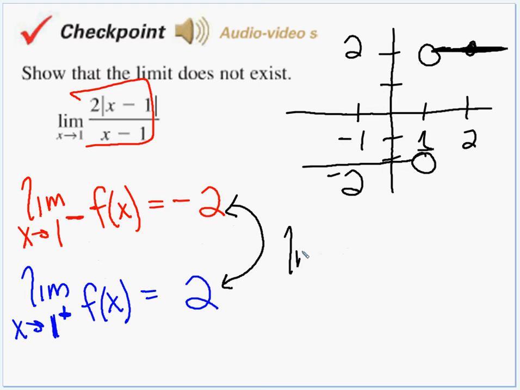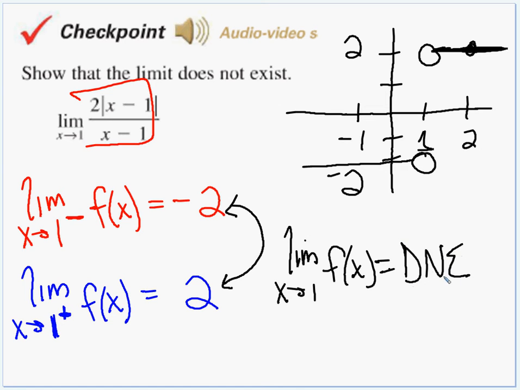And then overall, since here are 2 different numbers, we're approaching from the left and the right, we can write the limit as x approaches 1 of f of x does not exist. It fails to exist because of the function behavior. From the left, we're approaching one limit. From the right, we're approaching another limit. We should be approaching the same number for that limit to exist.